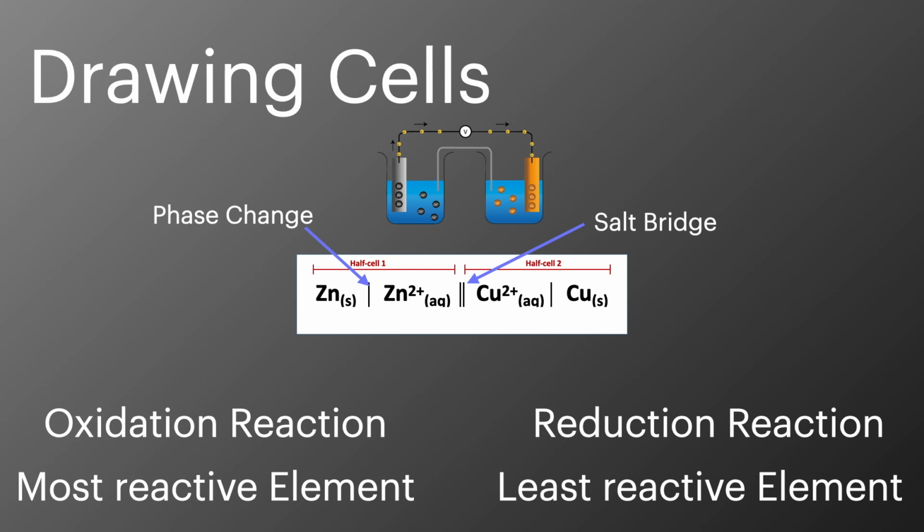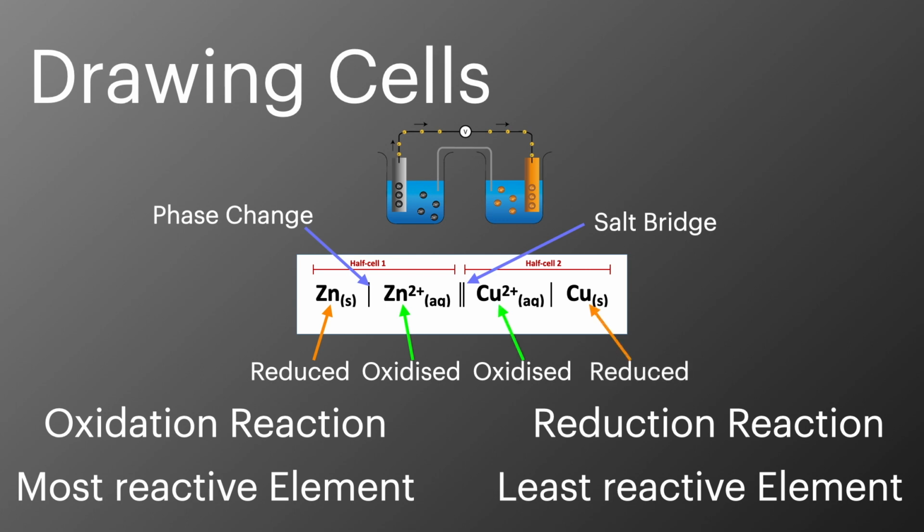Then we put the species inside the cell drawing in a specific order. On the left, we start off with our reduced form of zinc, then our oxidized form of zinc. Then we have our oxidized form of copper, and then our reduced form of copper. It's really important we remember the order this goes in, and the way that I like to remember it is with ROOR, or RAW.